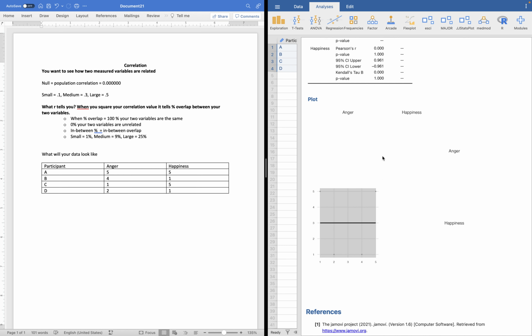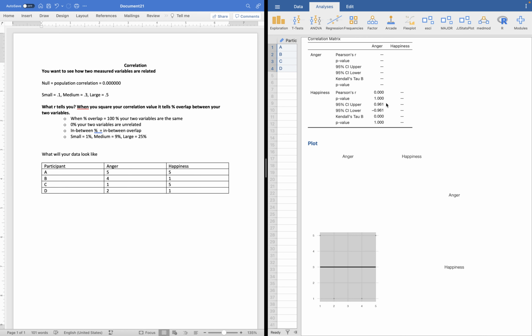But that is how you do this. I'm not going to explain what everything means. We have our p-value, our 95% confidence interval. Interpret those. We did not disprove the null, and our population correlation is somewhere between these two values most of the time.